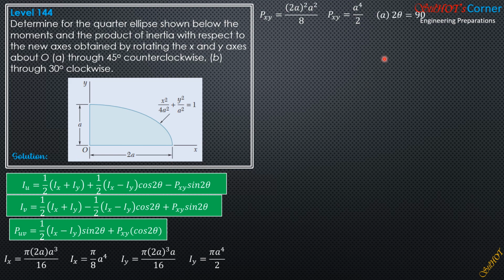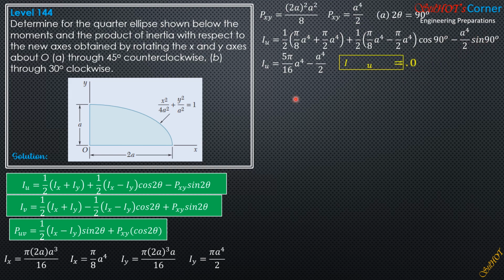So for part A, 2θ is 90 degrees, 2 times positive 45. So I sub u is 1/2 (π/8 A to the 4th + π/2 A to the 4th) + 1/2 (π/8 A to the 4th − π/2 A to the 4th) cosine of 90 degrees − A to the 4th over 2 sine of 90. Cosine 90 is 0, sine 90 is 1, and simplifying, I sub u equals 5π/16 A to the 4th − A to the 4th over 2. Combining in decimal, 0.4817 A to the 4th.